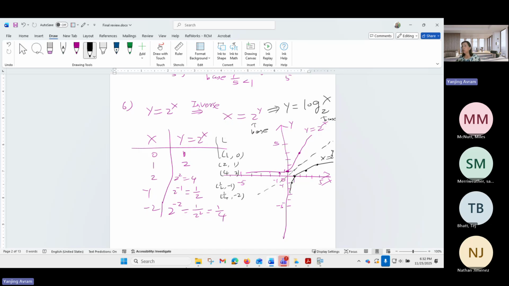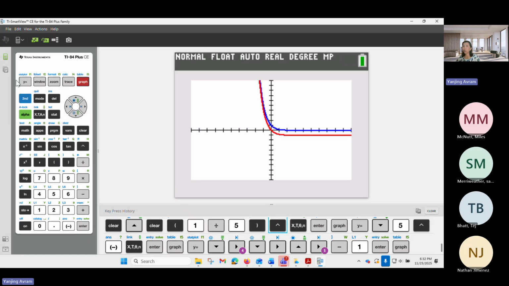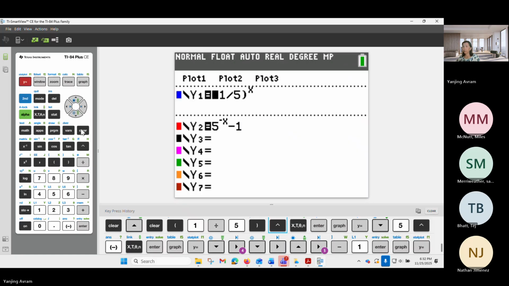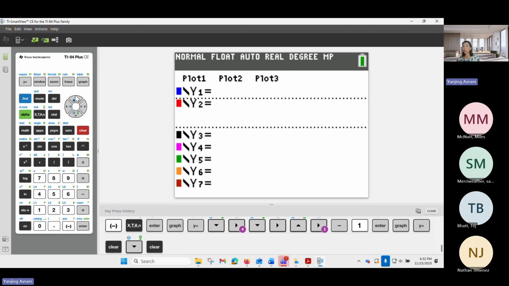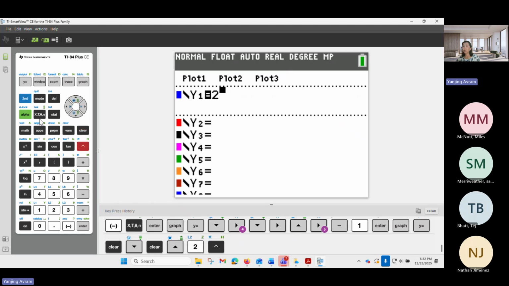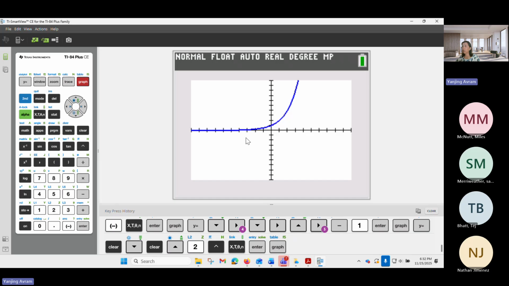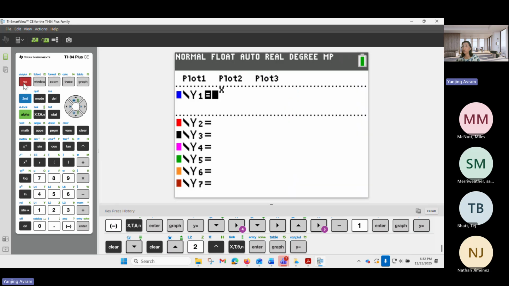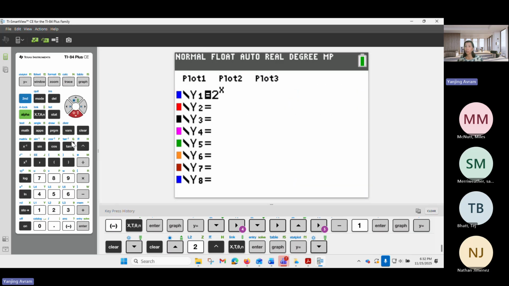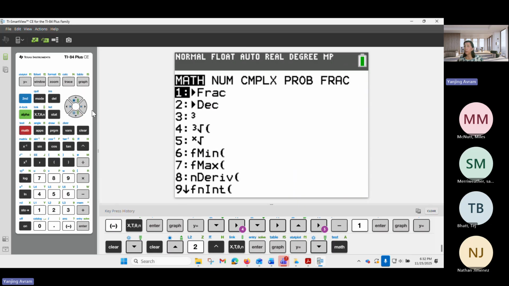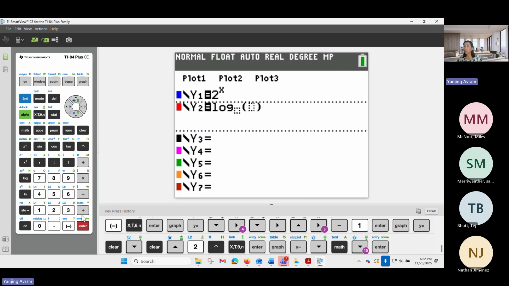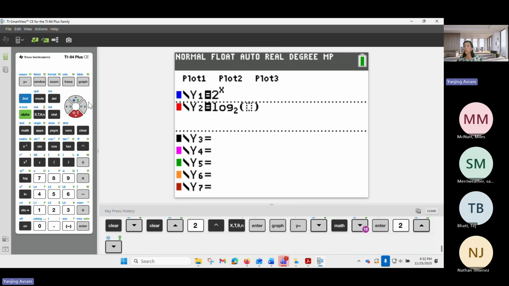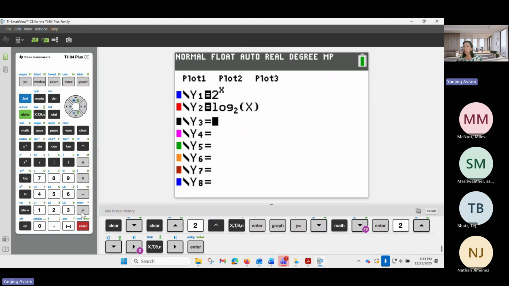So if I graph this one in a calculator, look at that. If I graph this whole thing in a calculator, I have 2 to the x power, right? And then make a graph. So that is an increasing one. And if I want to graph log, where do you find a log? I can go to my math and find a log base. So this one I can graph the base log is 2, and then the x here, log 2 of x. Okay, and I graph this one right here.